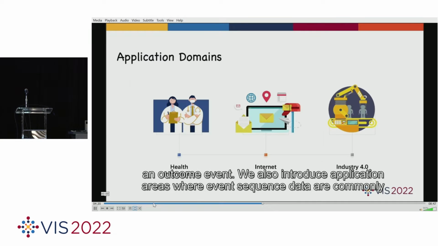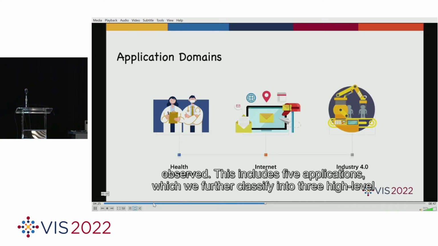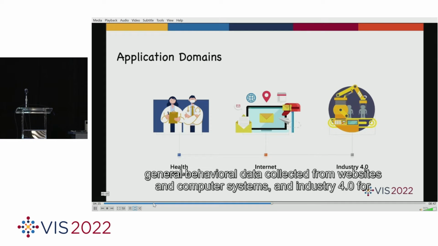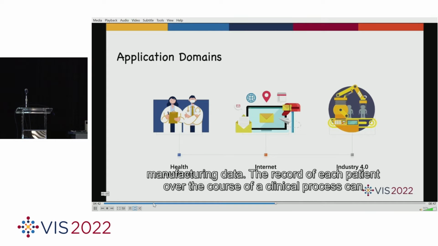We also introduce application areas where event sequence data are commonly observed. This includes 5 applications, which we further classify into 3 high-level fields: health informatics for electronic medical records, Internet applications for general behavioral data collected from websites and computer systems, and Industry 4.0 for manufacturing data.